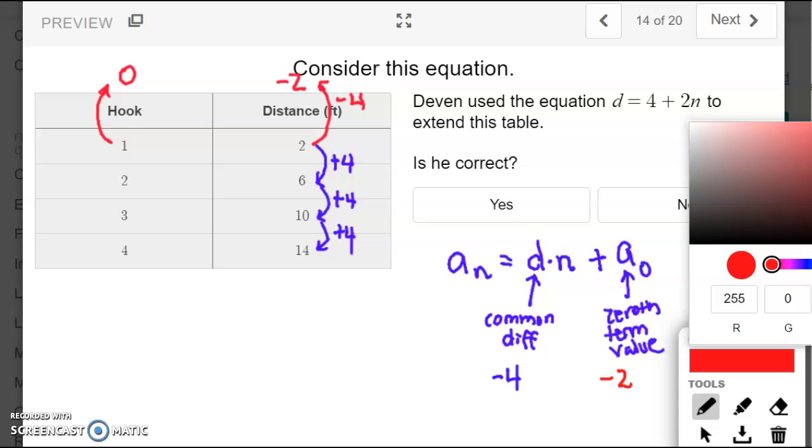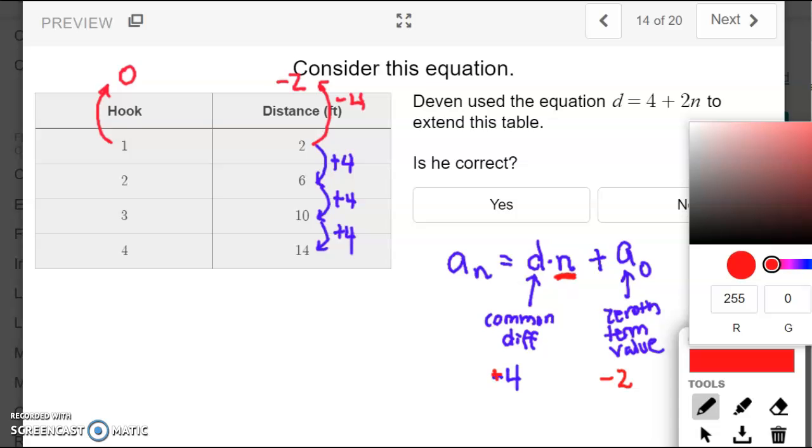Common difference is the number in front of the variable n. And here it is saying the common difference is 2. Is that true? No, that's not true. And what is 4? 4 is the common difference here because we're adding 4. I'm sorry, that should be plus 4.